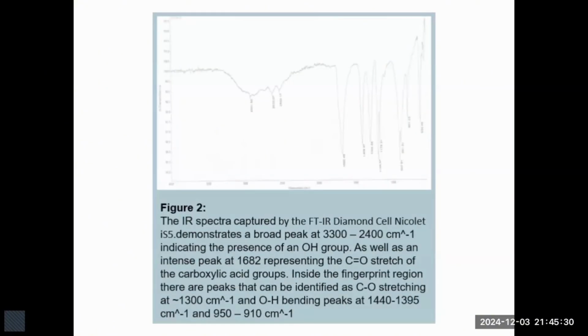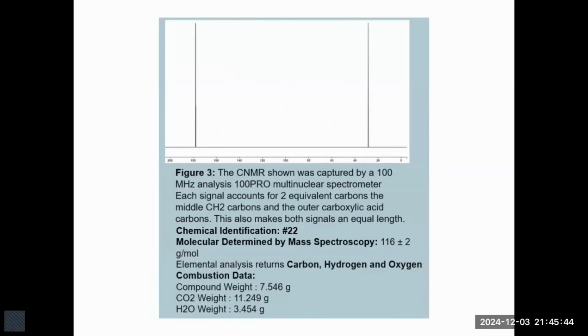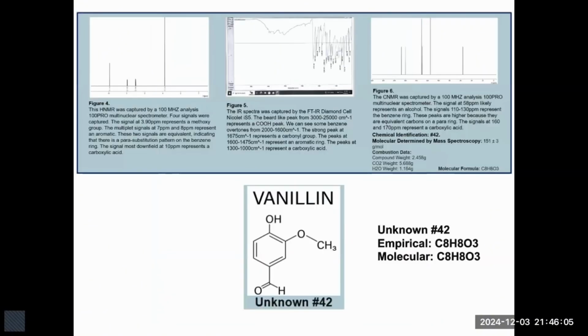Figure 2 is the IR spectra. And so you can see the broad OH peak there and a very distinct carbonyl peak at 1682. Figure 3 is the CNMR spectra, and this also returns two signals. You can see the two signals are equivalent in size and integration. This is because they both consist of two equivalent carbons, two for the outer carboxylic acid carbons and two for the inner CH2 carbons.